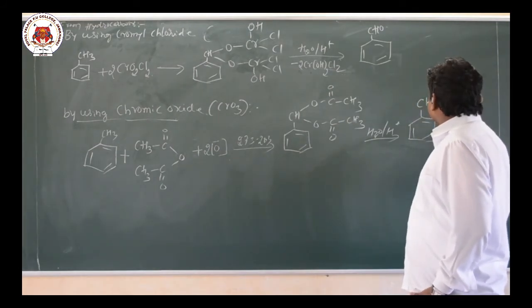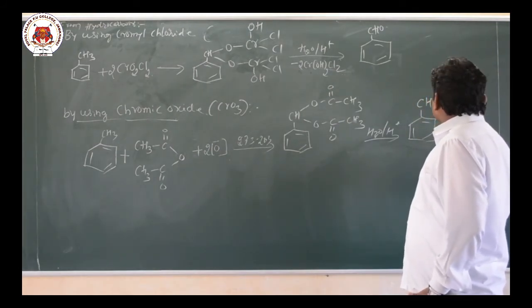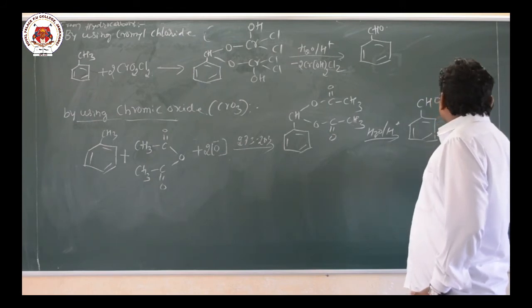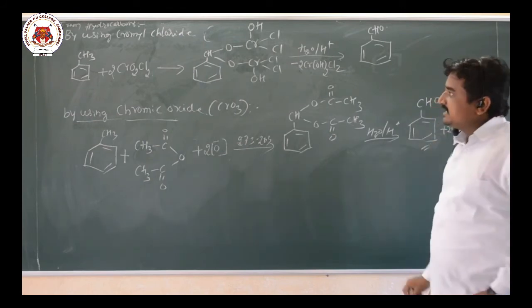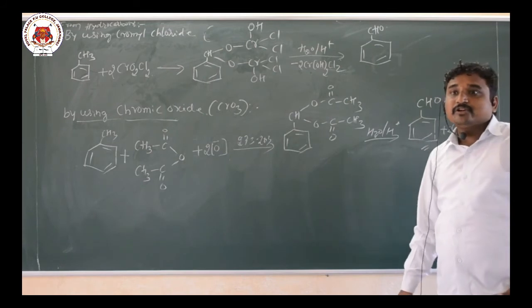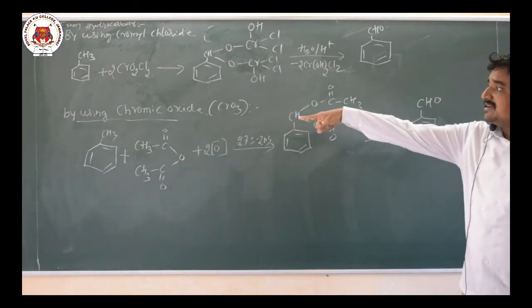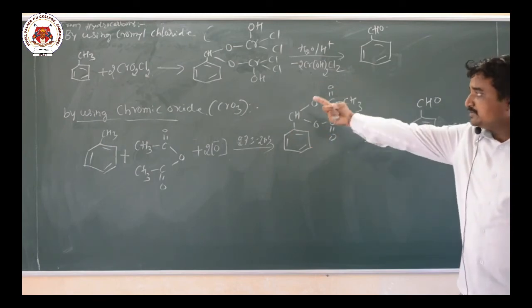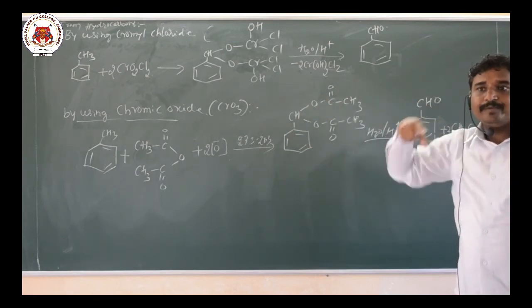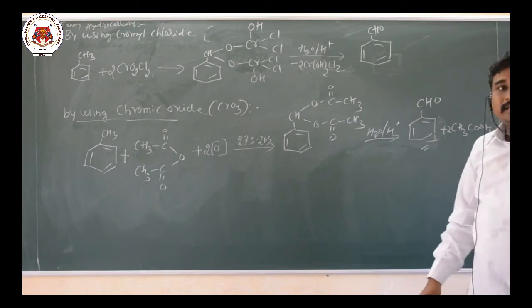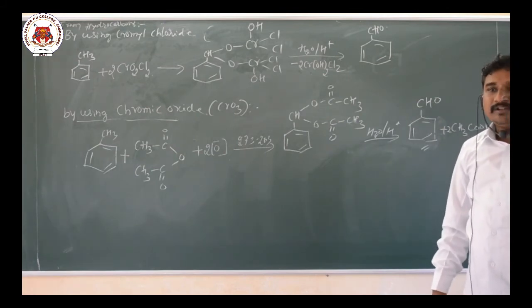CHO, benzaldehyde, plus 2 CH3COOH. So this is the method for the preparation of what? Benzaldehyde by the oxidation of what? Toluene by using what? Chromic oxide. So the next method is by side chain chlorination.